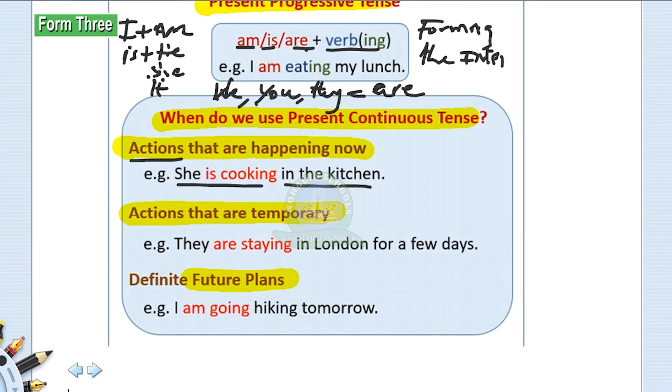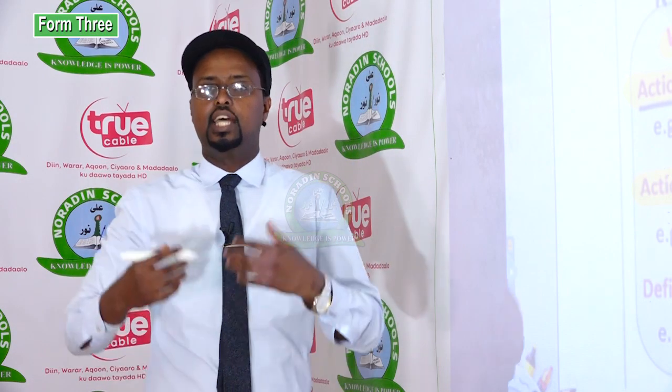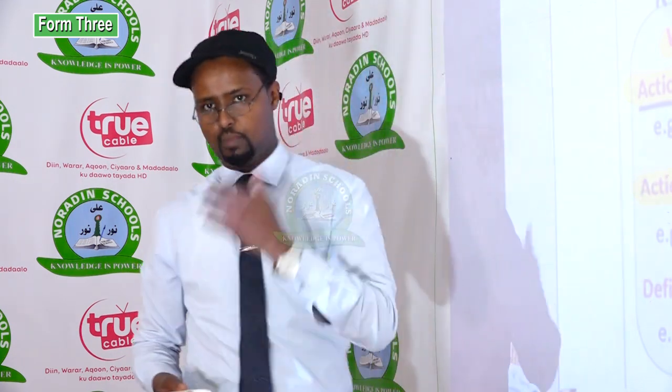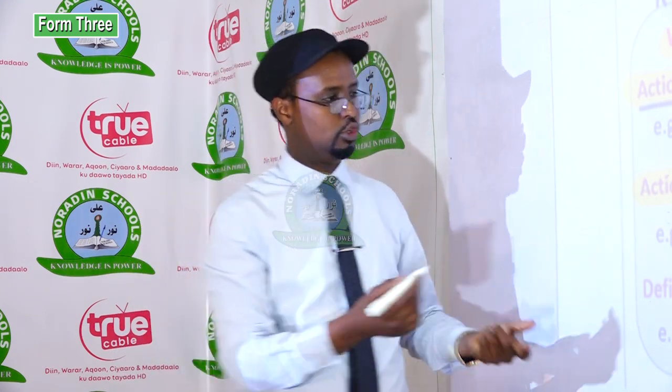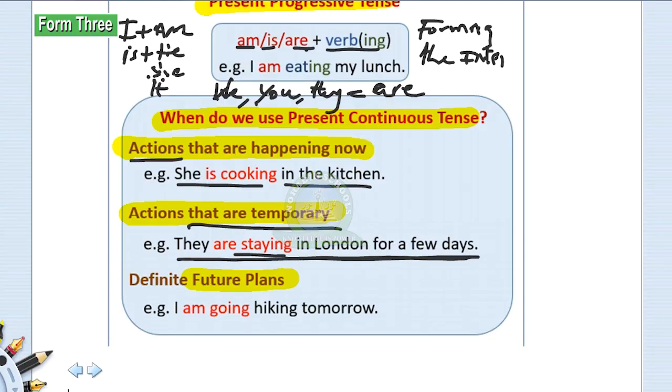We also use present continuous tense for actions that are temporary, like, they are staying in London for a few days. Or you can say they are staying in Bur'a for a few days. The action is temporary. They will stay for a few days and then they will come back. So whenever you want to make a sentence about a temporary action, you use present continuous tense.